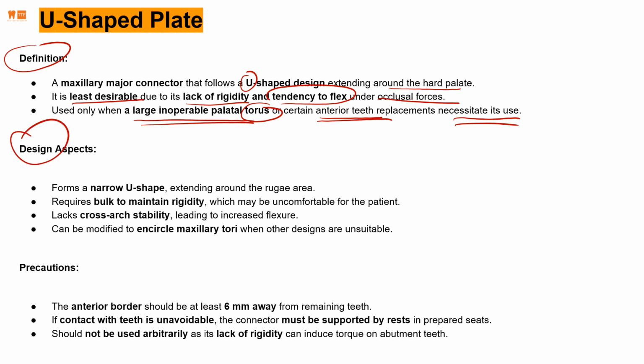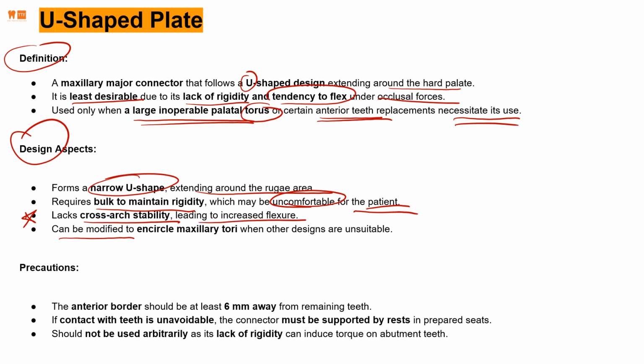Design. It forms a narrow U-shaped extension around the rugae area. There's bulk and rigidity for sure, but it requires it being uncomfortable to the patient. It lacks cross-arch stability. And what was the number one principle of major connector, guys? Cross-arch stability. It leads to increased flexion.